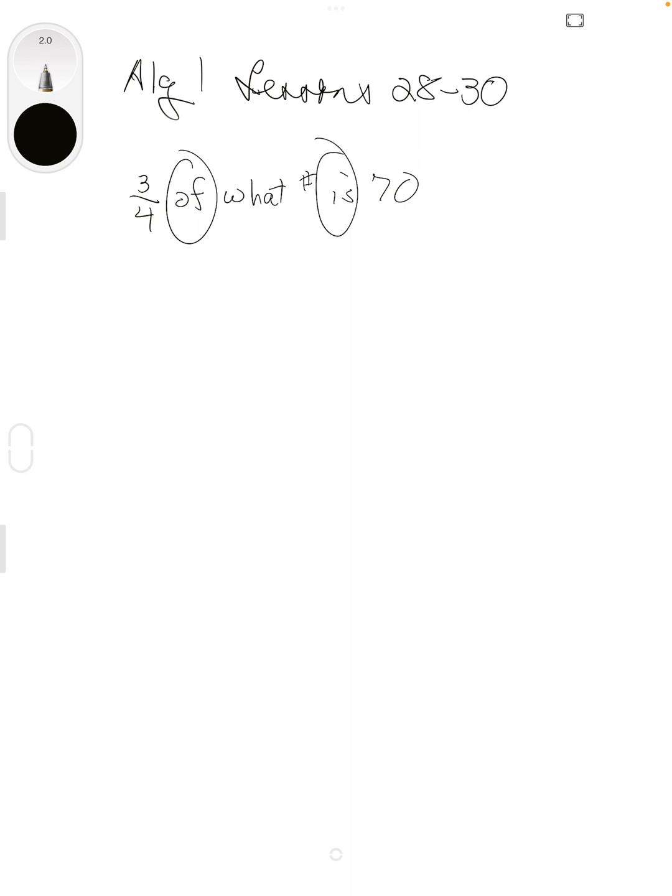The whole point of this is really remembering this concept. When you see the words "of" and "is," they mean something. "Of" means times, or in this case, multiply. We don't use x, or we use dots. No, we don't use dots. So we say three-fourths, and if we have "of what number," whenever you see "what number," just throw an x in there. "Is" means equal, and then 70. So now you have three-fourths x equals 70.